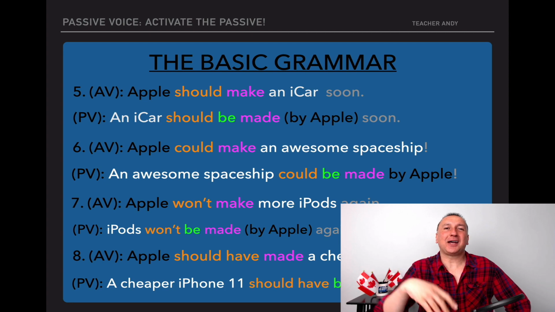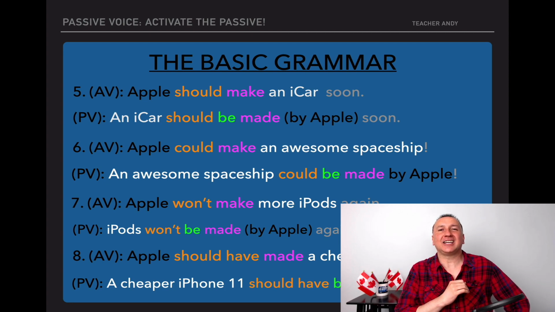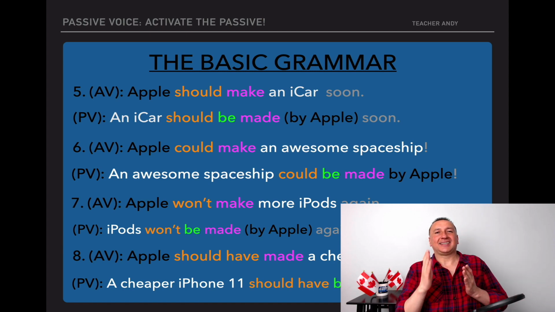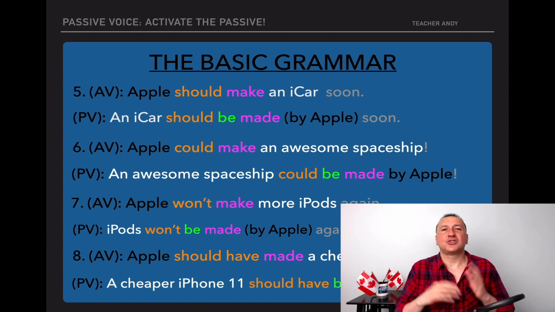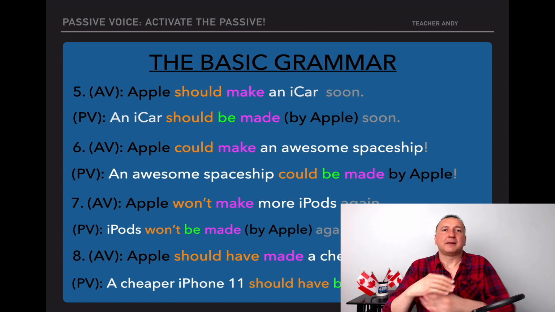Okay, now try to say it for me. Say that sentence for me with good English intonation. The thought groups. Can you say it? It's a little bit tougher for you to say, right? I'm going to say it for you one time. It goes like this. A cheaper iPhone 11 should have been made by Apple. A cheaper iPhone 11 should have been made by Apple.